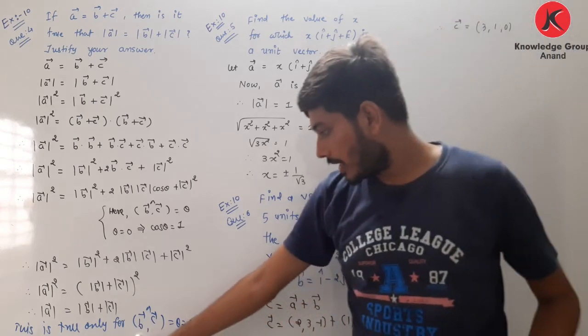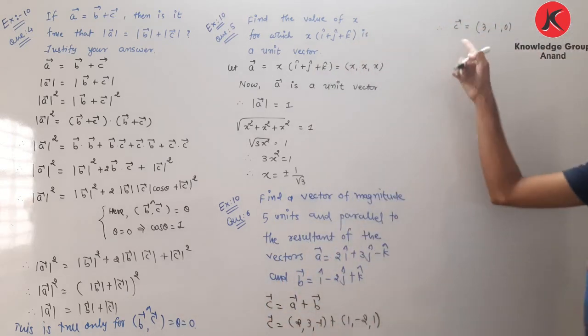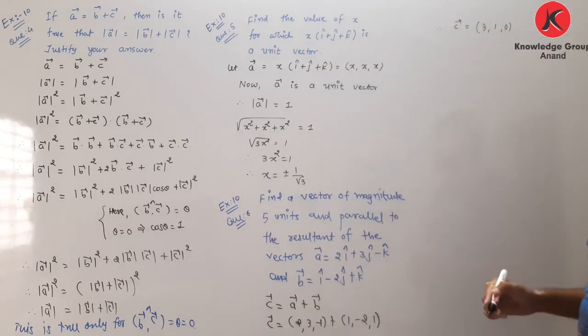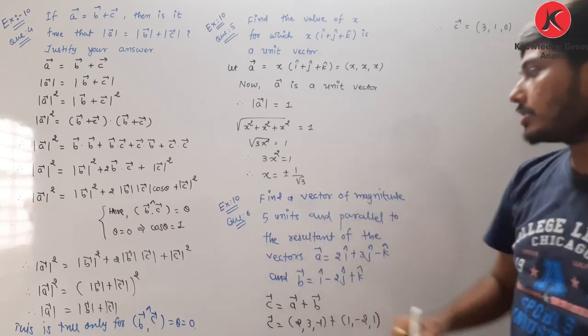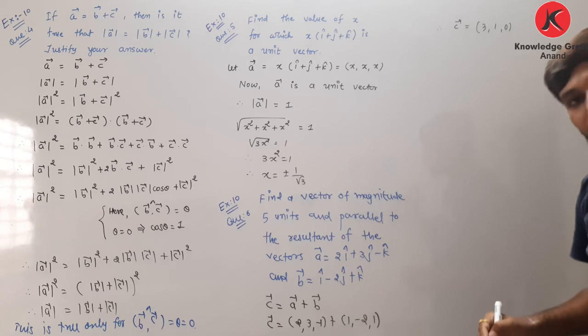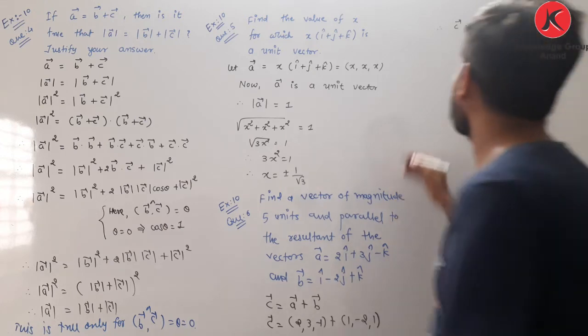Look here, B bar and C bar are parallel vectors. Right? So parallel vectors, that means the same direction vector, but having 5 unit magnitude. Therefore first of all we have to obtain the unit vector in the direction of vector C.